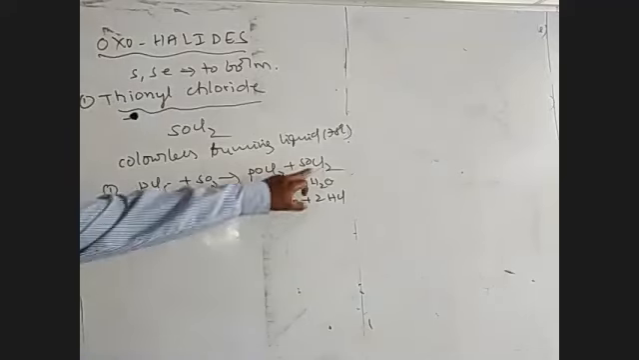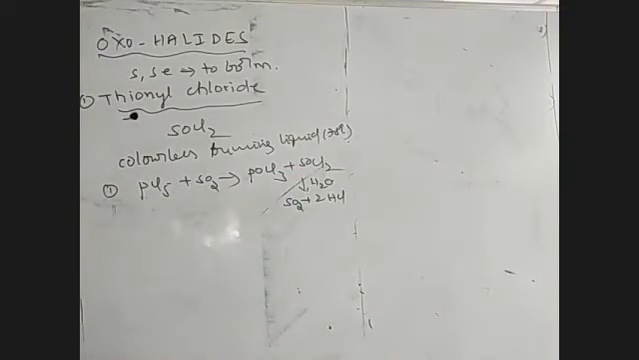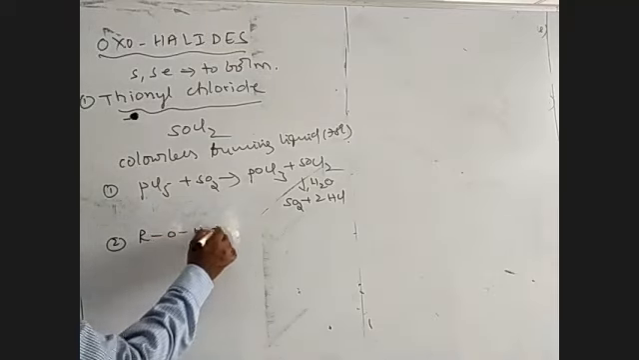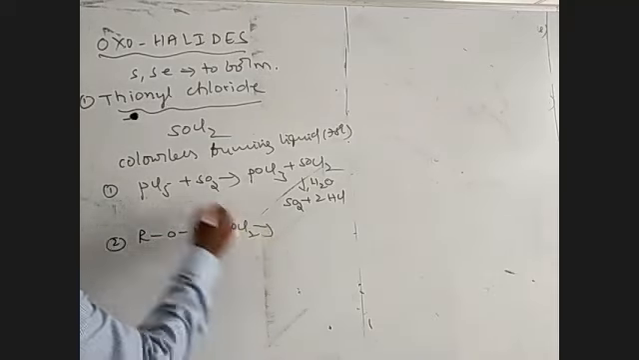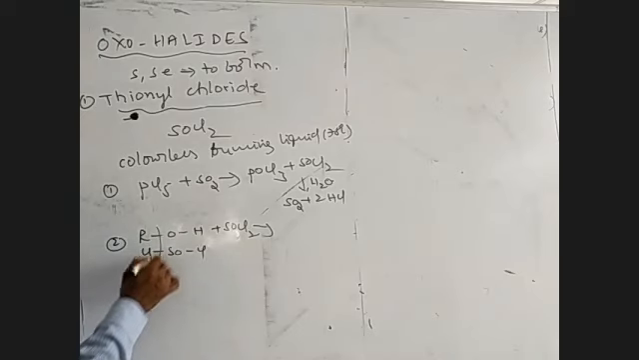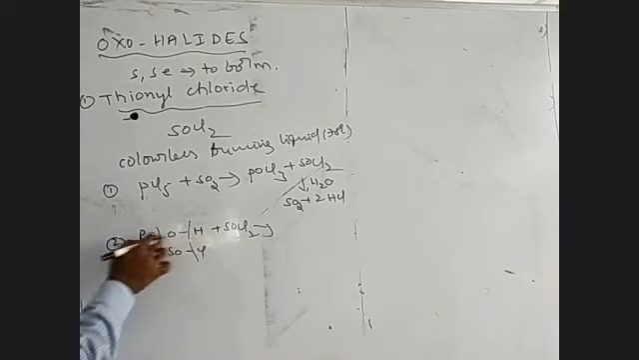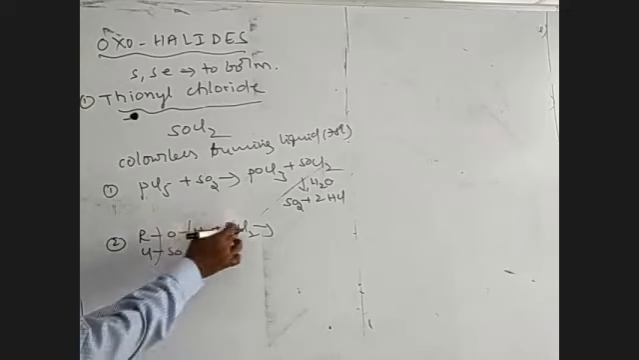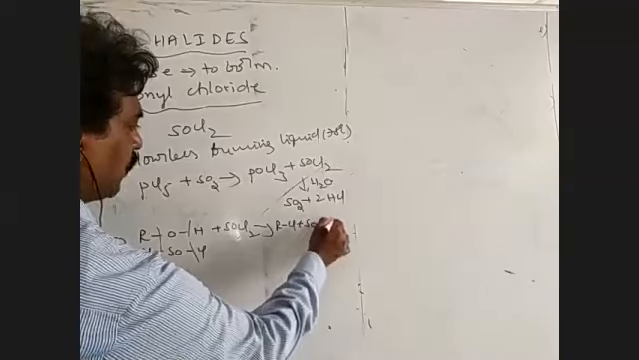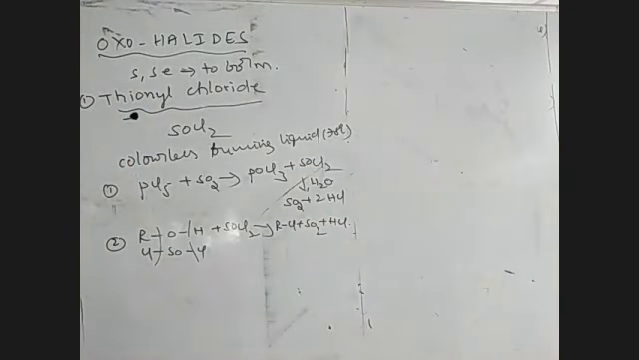Here SOCl2 is also used as an organic reagent, like with alcohol, ROH. When alcohols, ROH, react with thionyl chloride SOCl2, they form RCl plus SO2 plus HCl. SO2 plus HCl are produced.